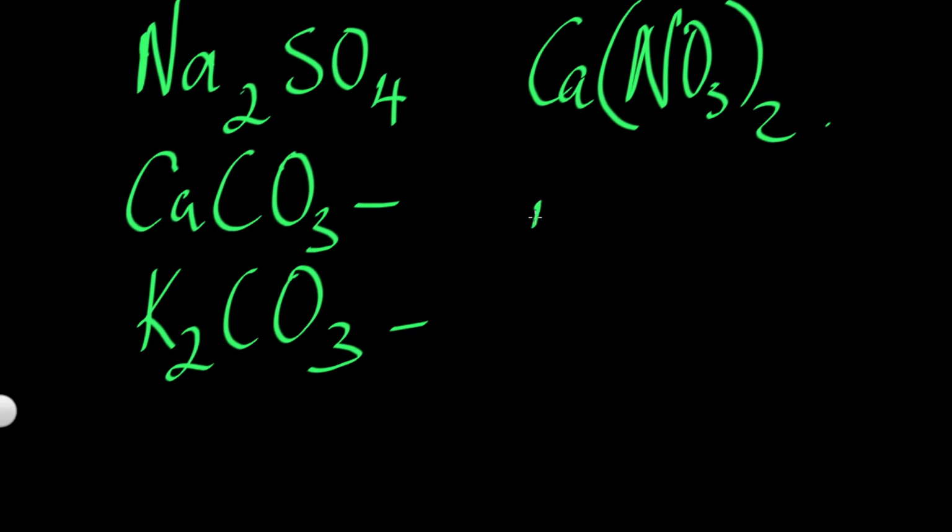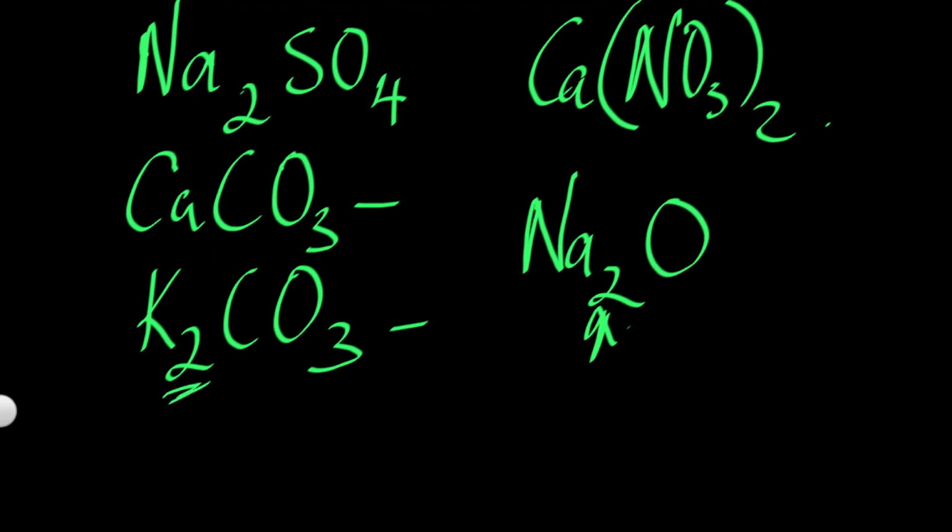If I have Na2O, it is simply sodium oxide. You don't have to indicate the number of atoms or the number of ions in the formula. You just say calcium nitrate. That the nitrate ions are 2 doesn't matter. You just call it sodium sulfate. That you have 2 sodium ions there, it doesn't matter. The same applies to potassium carbonate. That there are 2 potassium ions doesn't matter. You just say potassium carbonate. That's it. And this is how you name ionic compounds.